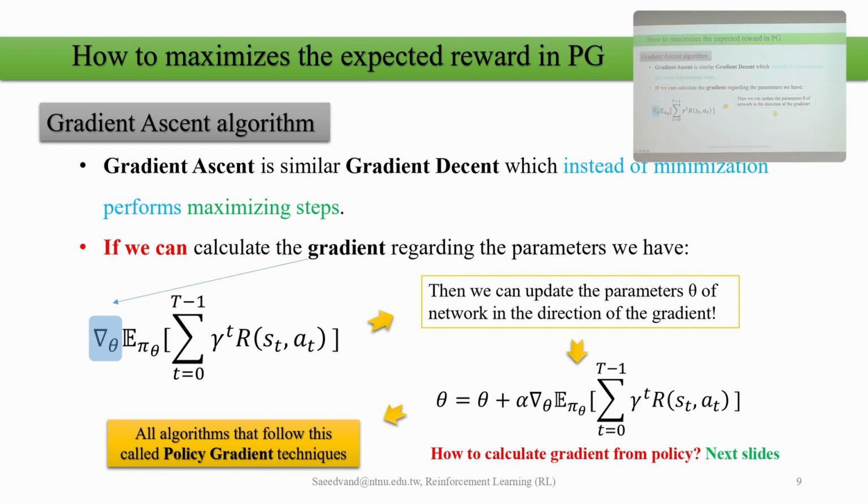So I've written the same thing there. Then we can update the parameters theta of the network in the direction of the gradient that we have. And what we can do is write theta equal to theta, since we have gradient ascent, added by the learning rate alpha, times the gradient of the expectation of this term over here.